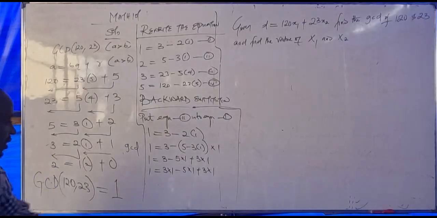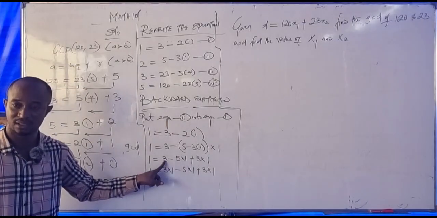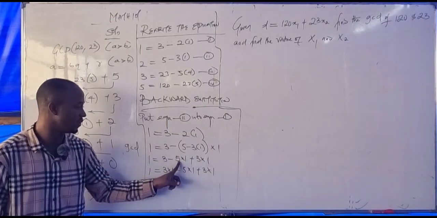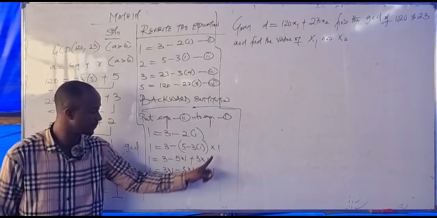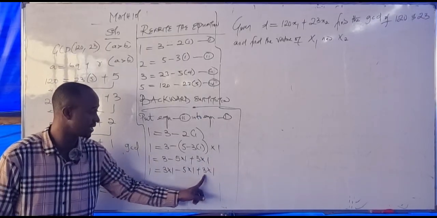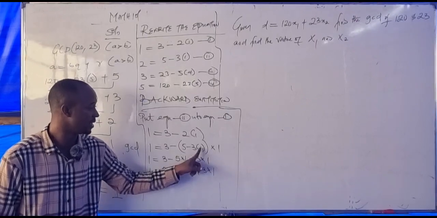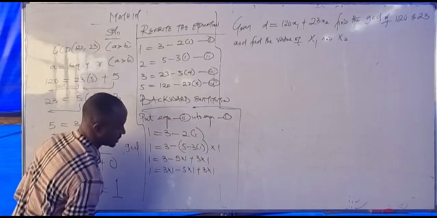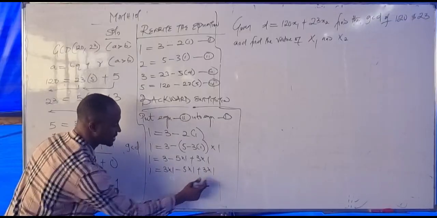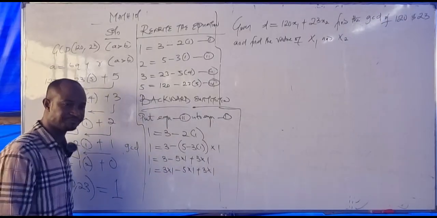No. Because 3 times 1 is still 3. 5 times 1 is still 5 times 1. This one is from where? From this, abi? Hope you are aware. What do you have here? 3 times 1 is what? Yeah, 3 times 1. This one is from 1 times 1, abi? Are you following? Now between this, which is common among them?